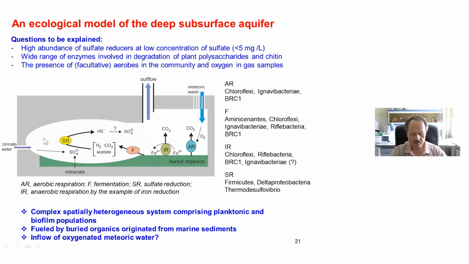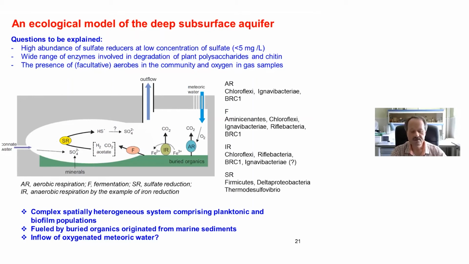The second point is the finding of enzymes involved in degradation of plant polysaccharides and chitin. The explanation is that buried organics originated from marine sediments of the Mesozoic era, mostly formed by algae. But shells of shrimps were also buried and now serve as a source of chitin.